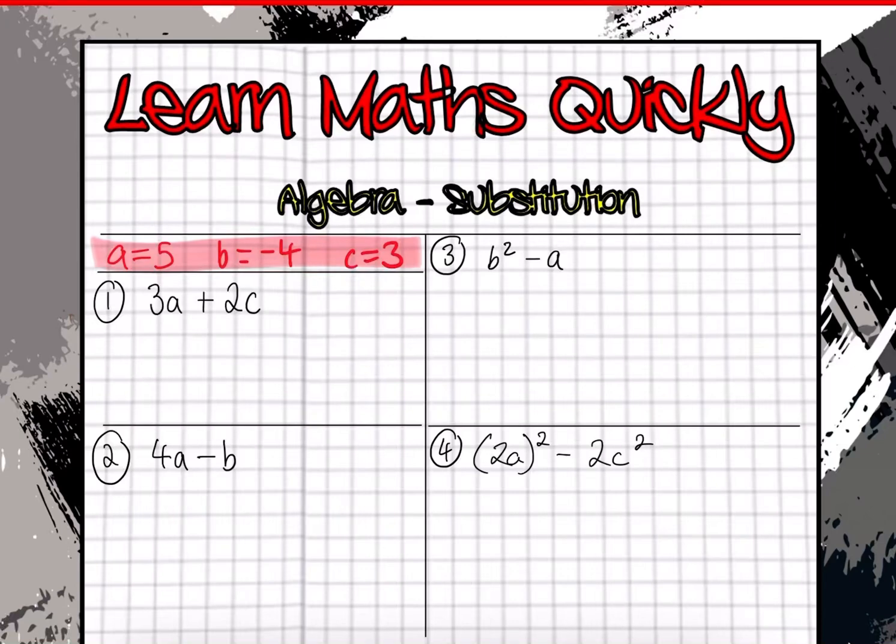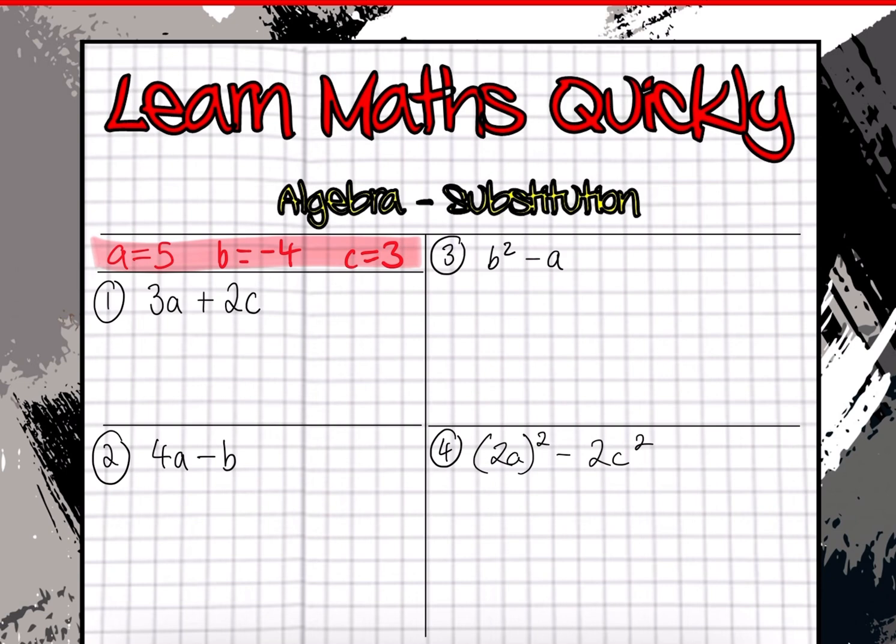When you're asked to substitute numbers into letters during algebra problems, what that's actually meaning is, where you see an A in this example, you would place the number 5. Where you see a B in this example, in the red, you would place the number -4. And when you see a C, you place a 3.